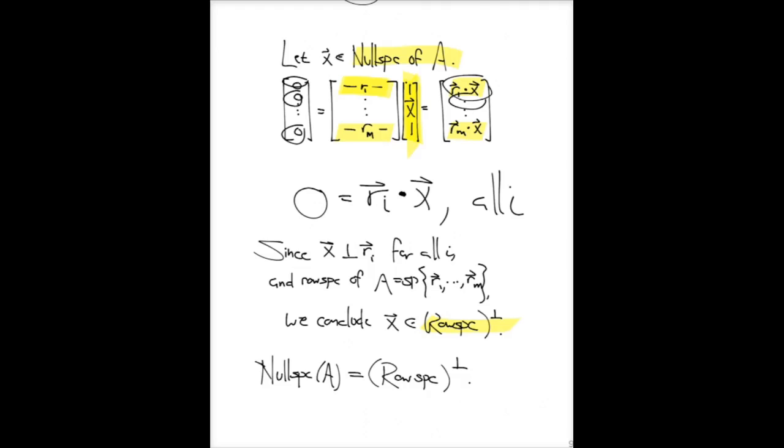I won't prove it in this video, but a very similar proof, just essentially working with the transpose of A, shows us that the null space of A transpose is the orthogonal complement of the column space of A.